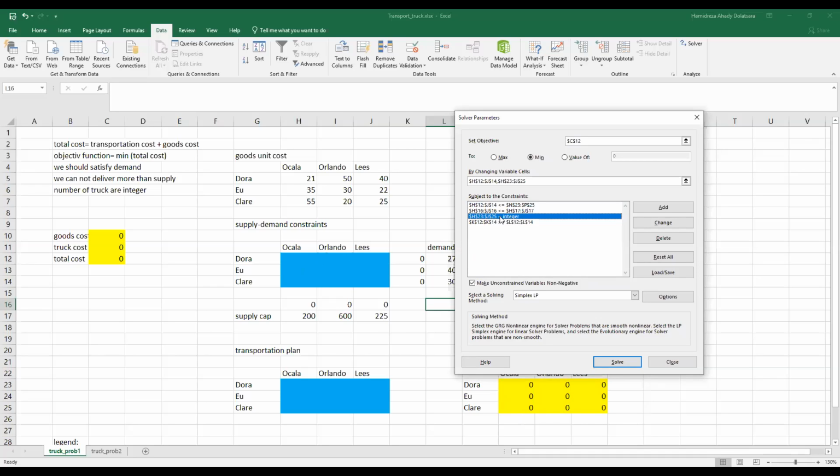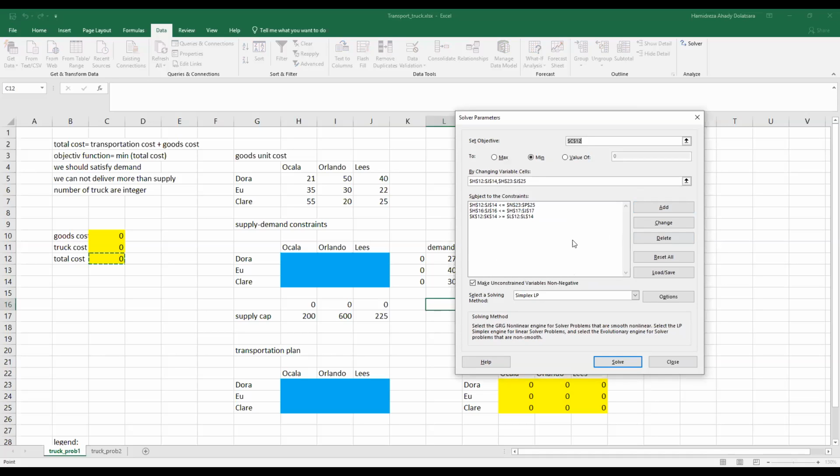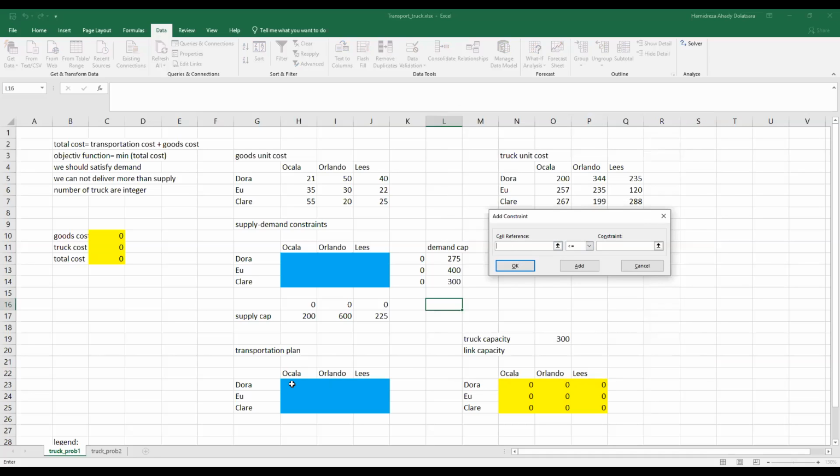Let me delete the third constraint, which is saying H23 to J25, the second blue rectangle, equal integer. I'm just saying that they should be integer numbers. Let me delete it and type it again, because this is the challenging one. Okay, now I want to add that constraint. So first I click add, select all of them.